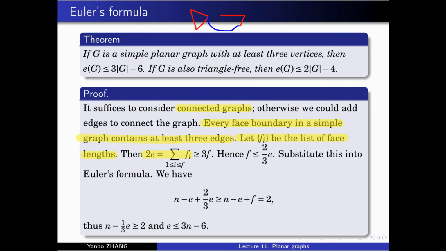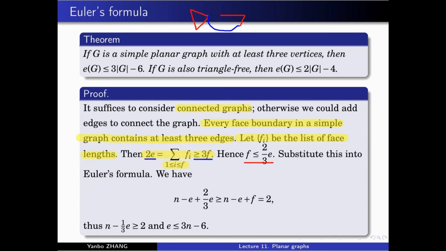And sigma Fi for i from 1 to f is greater than or equal to 3f, because there are f faces and the length of each face is at least 3. So we have 2e greater than or equal to 3f. It implies that f is less than or equal to 2/3 of e.